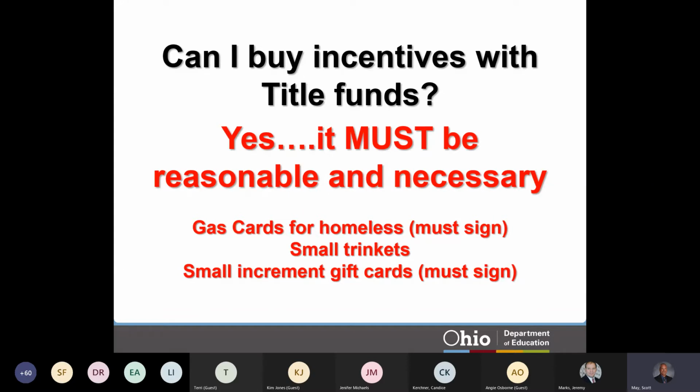catering of Olive Garden is not reasonable and necessary. We're talking little things like punch and cookies, maybe pushing it as far as getting hot dogs or even pizza on your parent nights, or some type of incentives along that as part of your parent engagement. But again, it's going to come back: it must be reasonable and necessary.